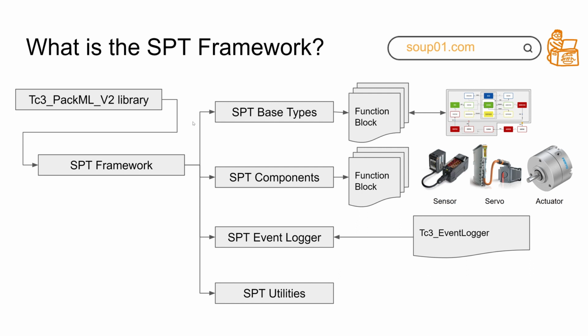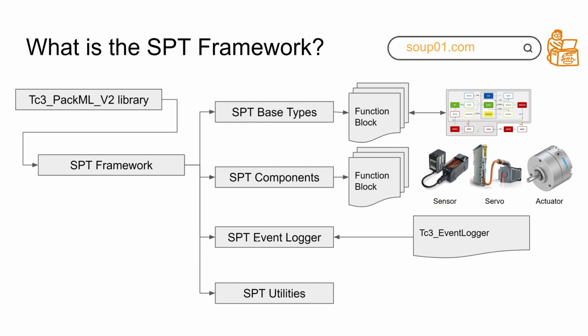Then we have the SPT event logger. SPT event logger is actually wrapped from the TC3 event logger. It's a very basic TwinCAT3 library. It is used to log messages and trace data. It's very useful for you. For example, you can log a message like my servo motor ran more than 2000 RPM for 5 minutes, something like that. You can just log any message that you like.